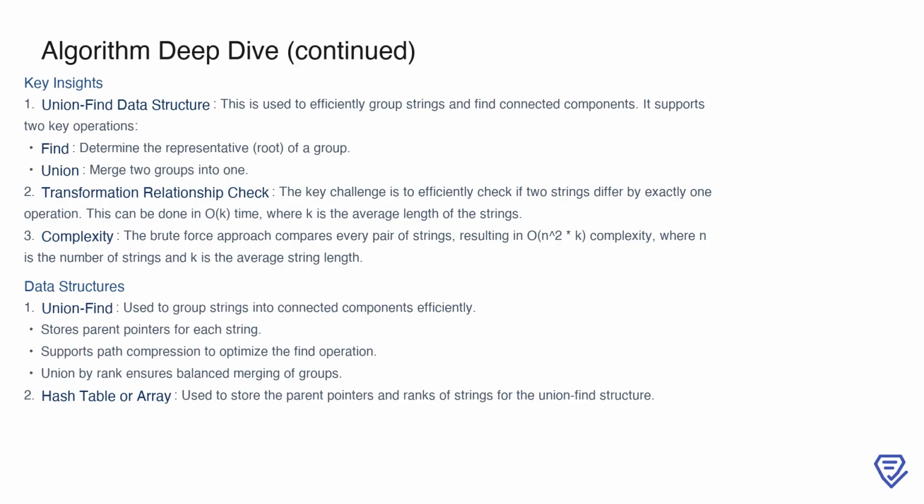However, the brute force approach of comparing every pair results in a time complexity of O(n² * k), where n is the number of strings. To manage this, we use union find with optimizations like path compression, which speeds up the find operation, and union by rank, which balances the merging of groups. Additionally, we store parent pointers and ranks in a hash table or array to ensure efficient access during these operations.